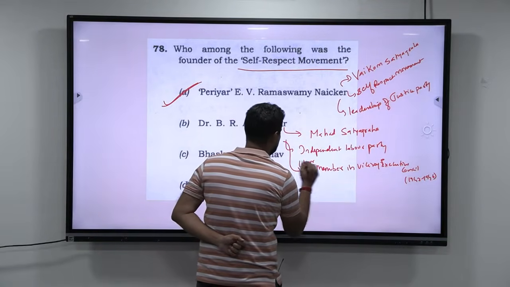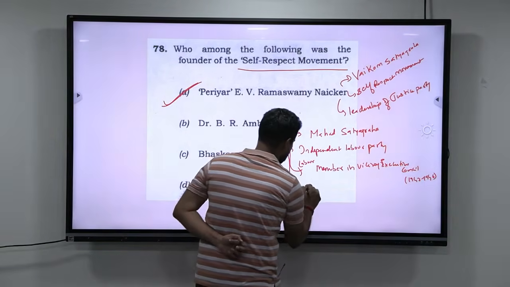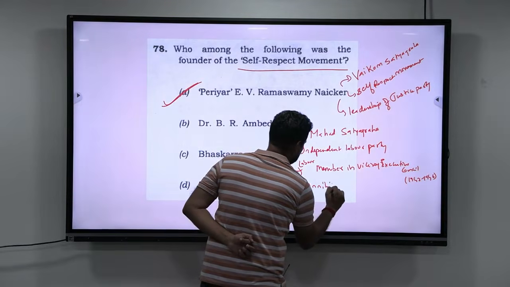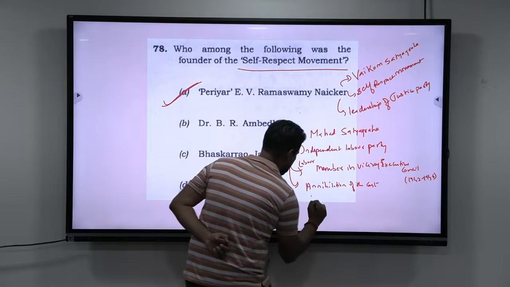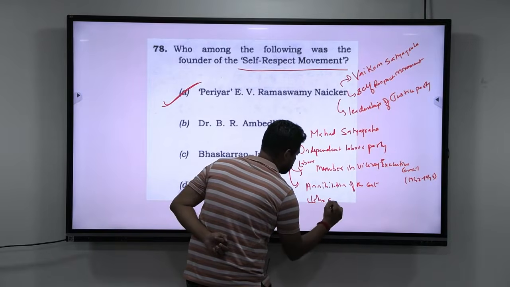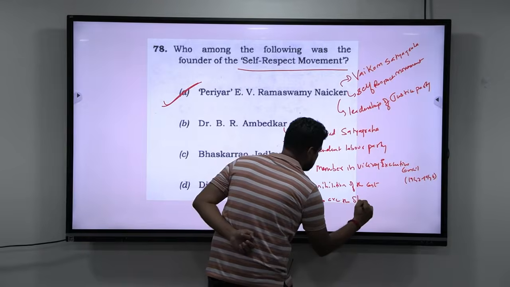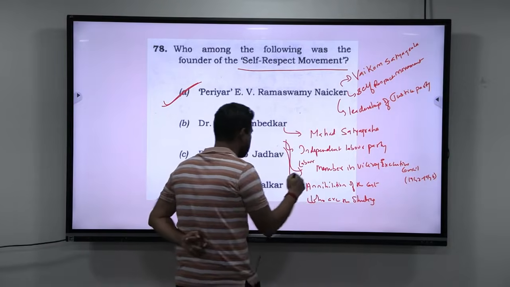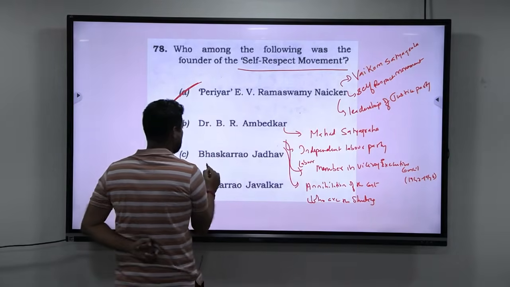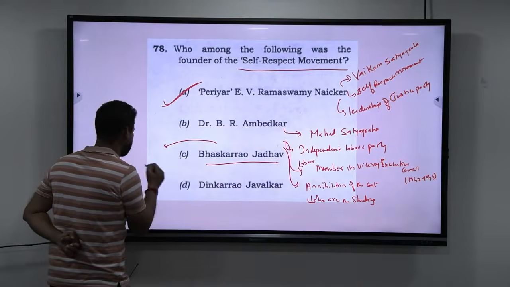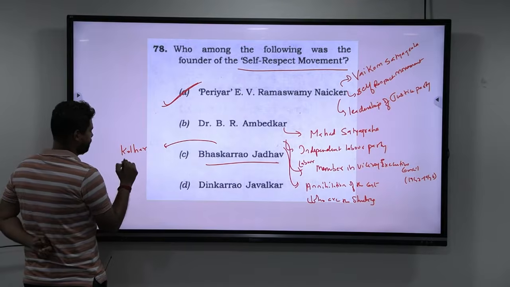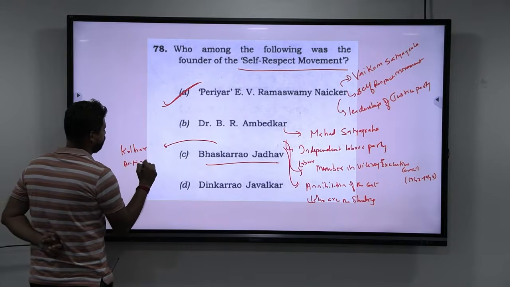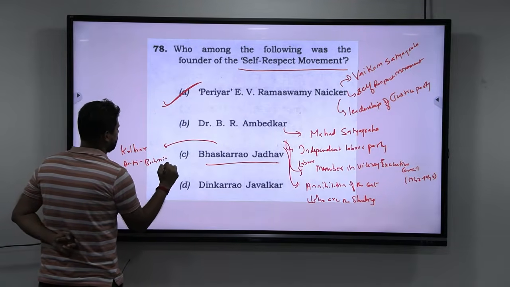He represented the labourers. He has written many works like Annihilation of Caste, Who Were the Shudras. So these are some facts that I can remember on Ambedkar. Bhaskar Rao Jadhav, not much information I have, but he basically led an anti-Brahmin movement in Kolhapur.